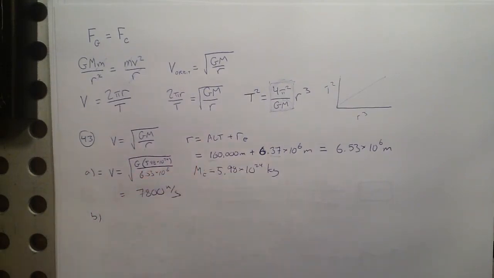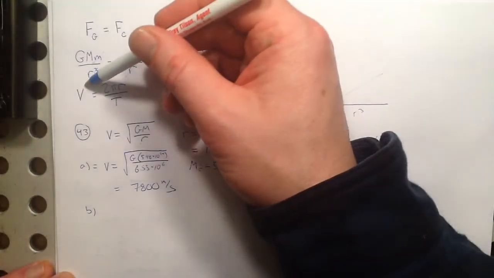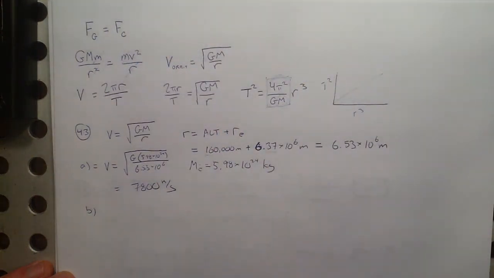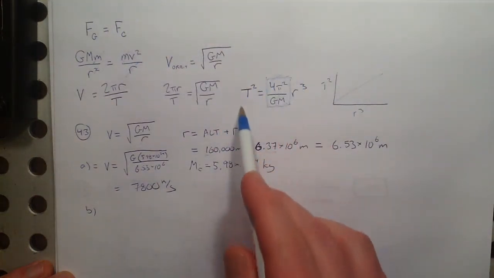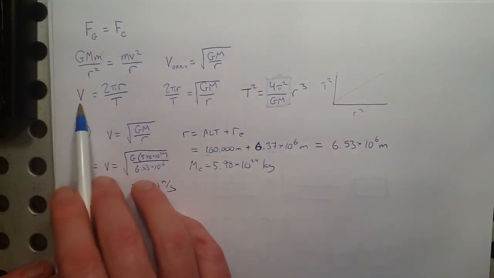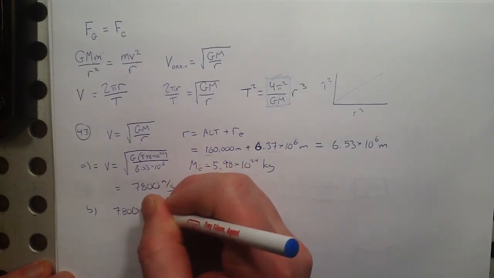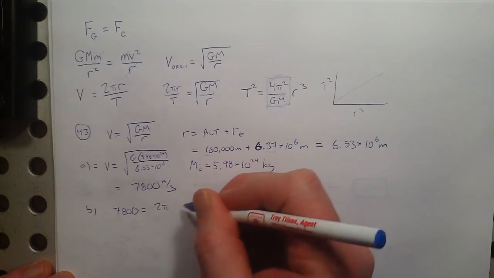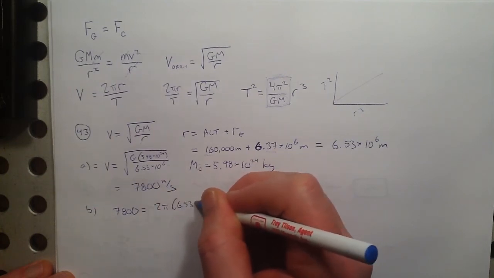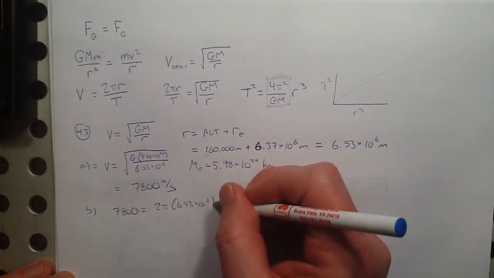And then part B, they would like to know what the period of revolution is. Since I now know what the v is, the easiest way to do that, although you could use the other equation to find the period, is this, because we already found the v. So 7,800 is equal to 2 pi times the radius of orbit over the period. I guess all these other numbers have 3 sig figs, so I probably should have kept 3 there, but sorry about that.